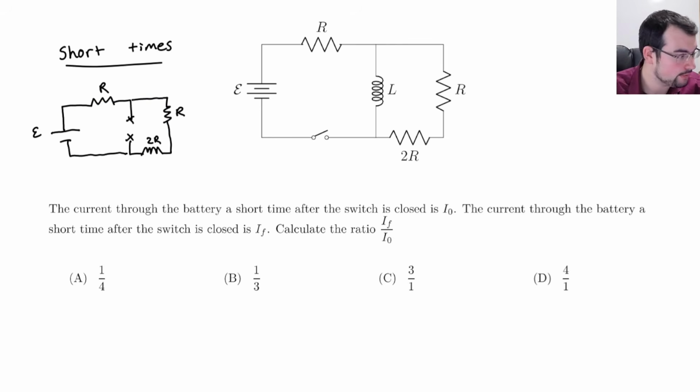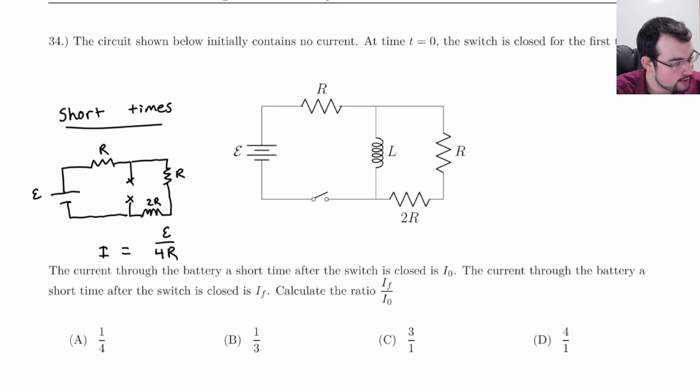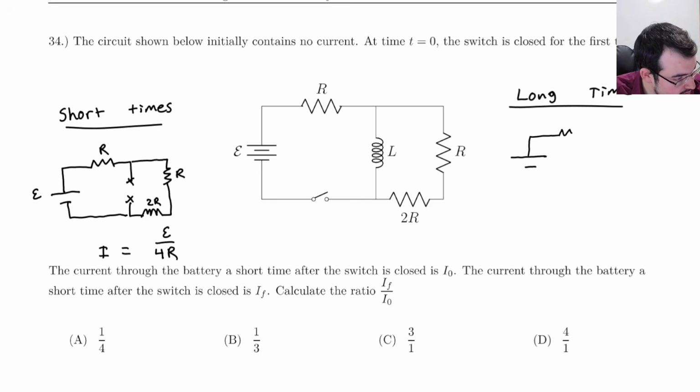So our current would be the battery EMF divided by Req, which would be 4R, because you have to go through all 4 resistance numbers. Now, what about after a long time? Well, after a long time, inductors are happy because you're not changing the current anymore. Steady state means no dI/dt, means happy inductor, so no EMF. And I'm not even going to label these resistors because it does not matter.